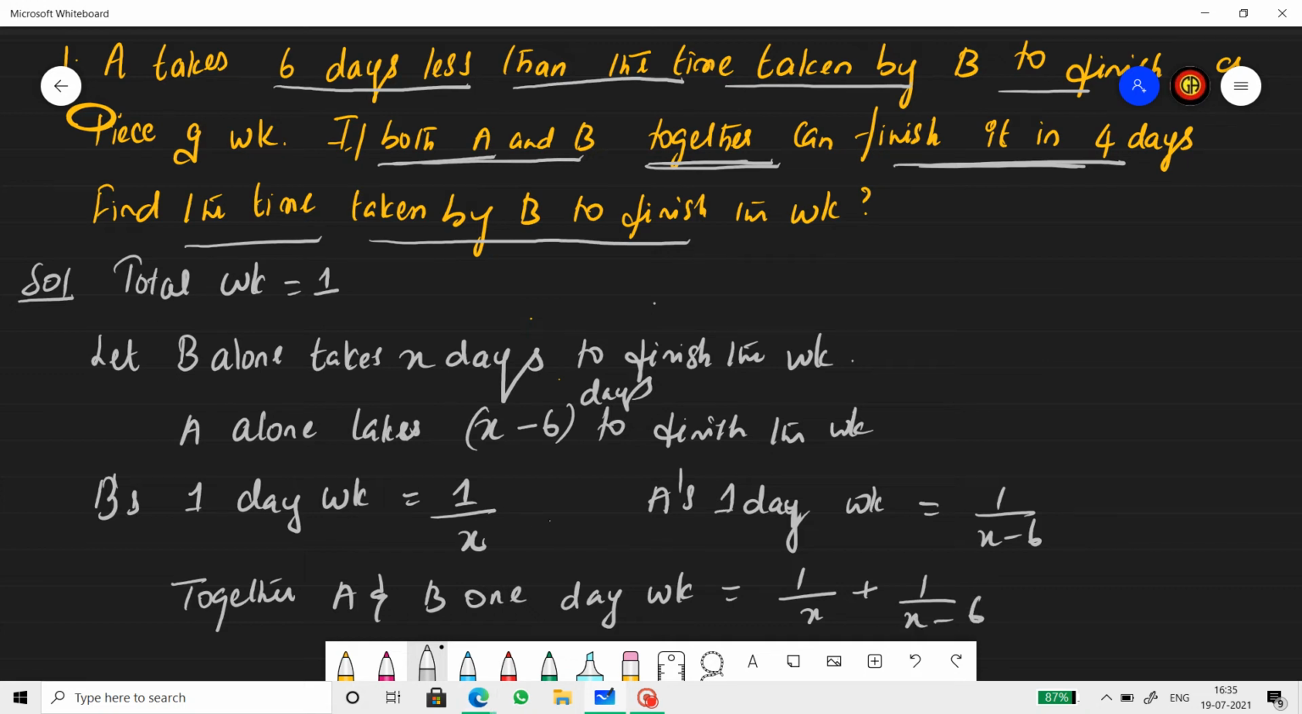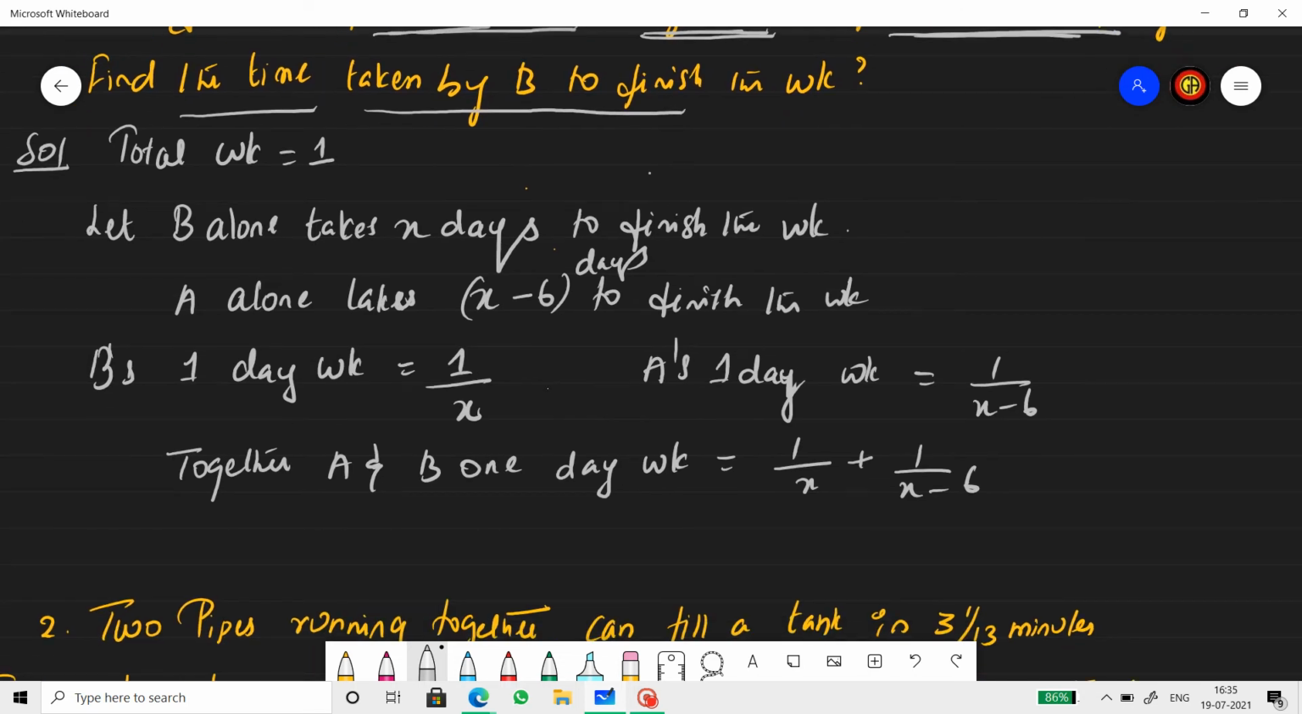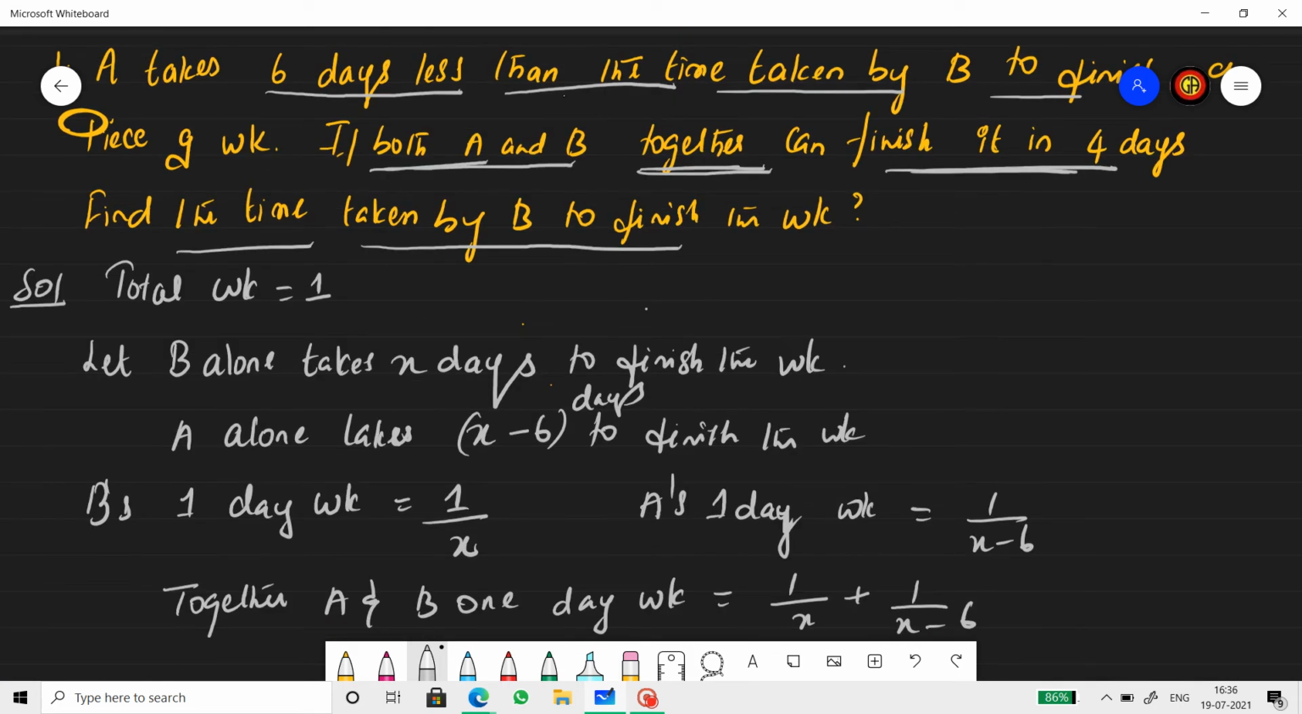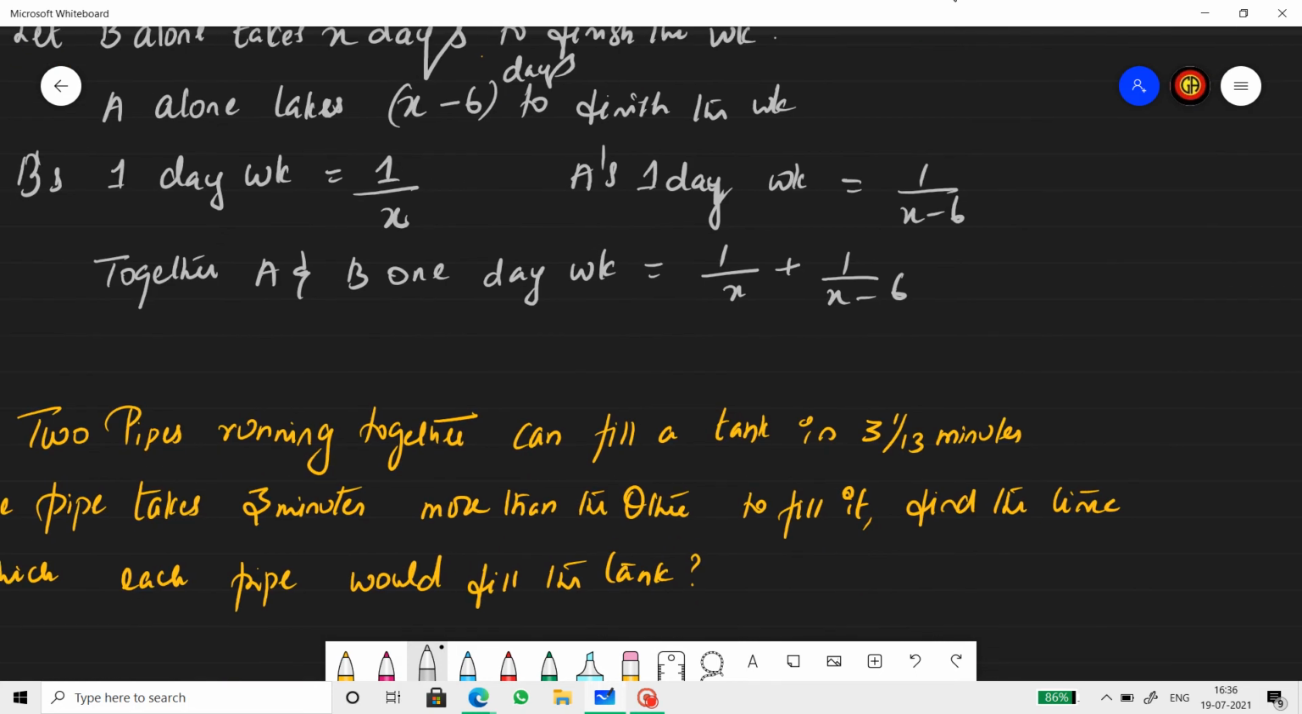Hope you all understood this. B's 1 day work is 1 by X. A's 1 day work is 1 by X minus 6. Together A and B's 1 day work will be 1 by X plus 1 by X minus 6. Now, as per the information given in the question, together they finish the work in 4 days. So together 1 by X plus 1 by X minus 6 equals 1 by 4, because together they are doing it in 4 days and total work is taken as 1. So their 1 day work will be 1 by 4.